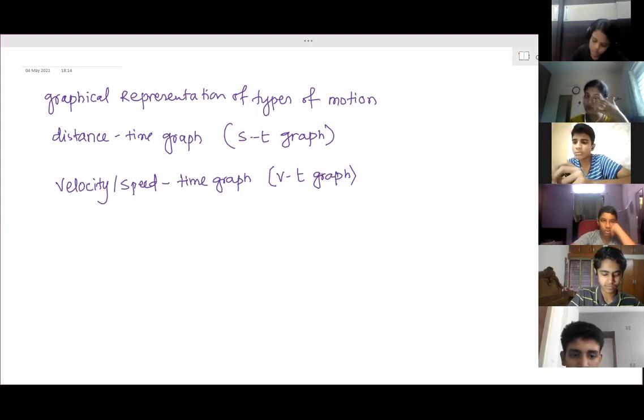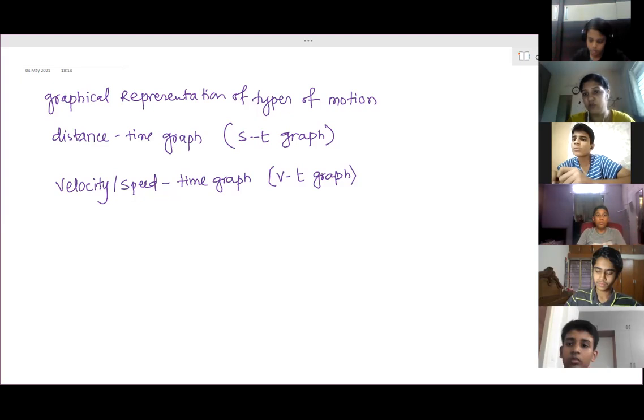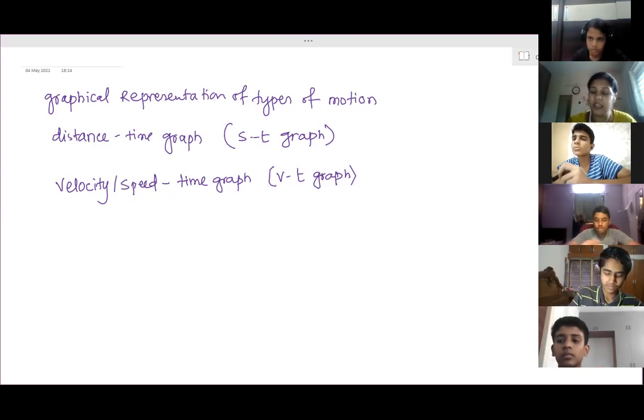or speed time graph. So in distance time graph, that means a graph in which we are drawing the graphs for distance versus time. So on y-axis, distance has to be taken, distance covered we have to mention, and on x-axis, time value we have to mention. Just like distance.